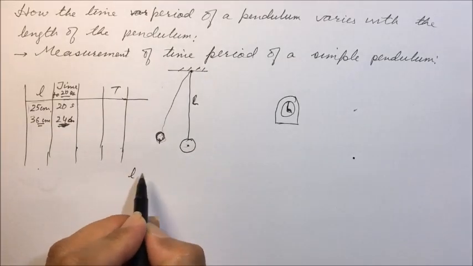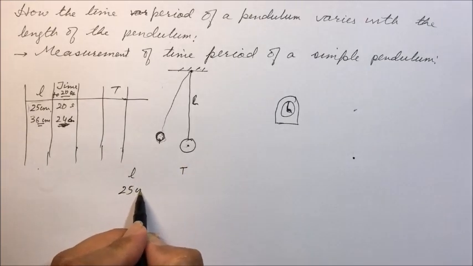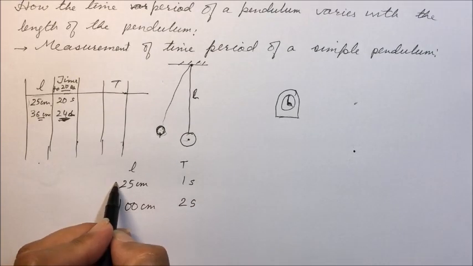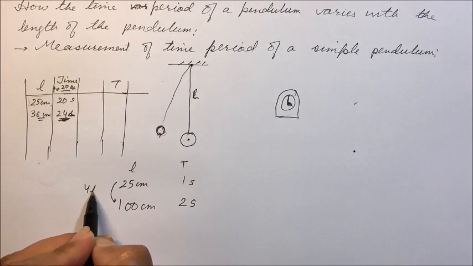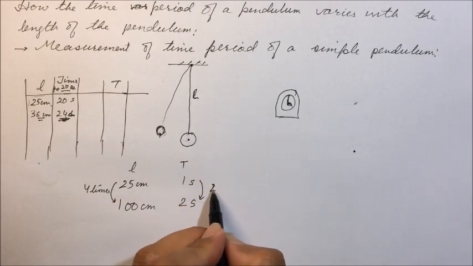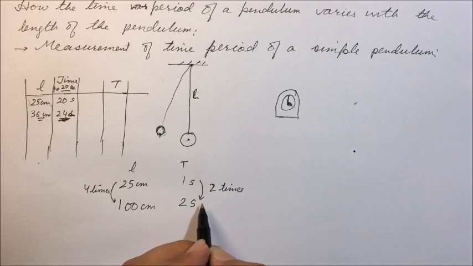So length and time period. When the length was 25 centimeter, the time period was 1 second. When the length was 100 centimeter, the time period was 2 seconds. So we have increased the length 4 times, and the time period has doubled, or it has become 2 times.